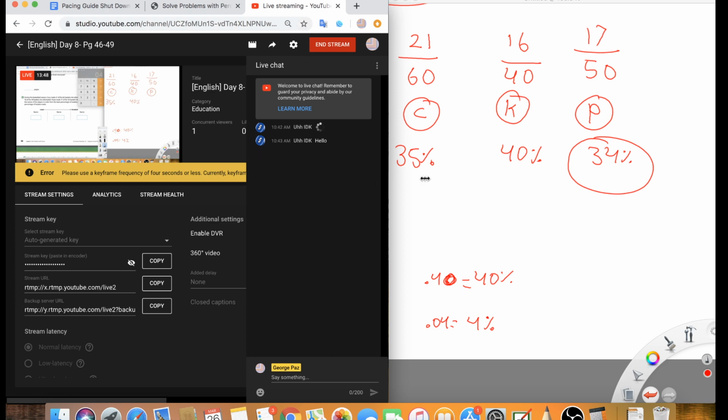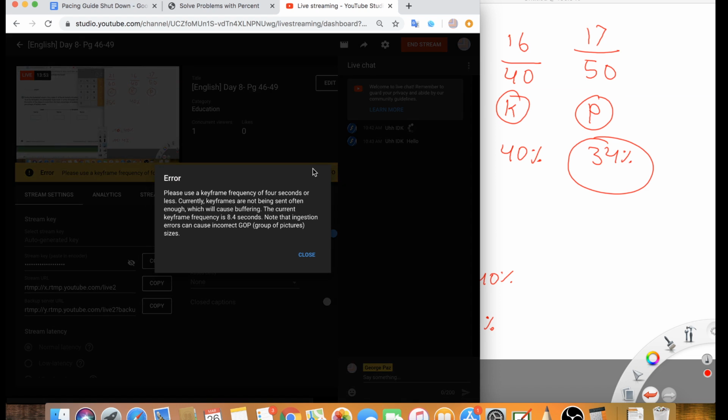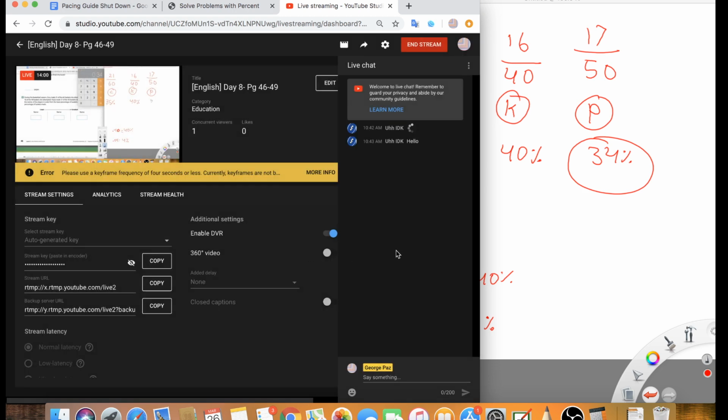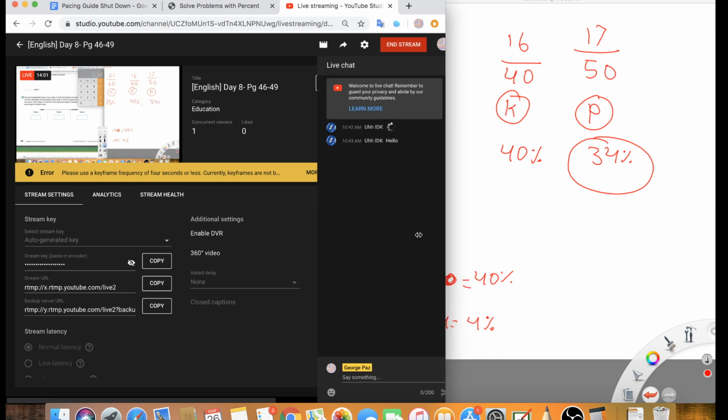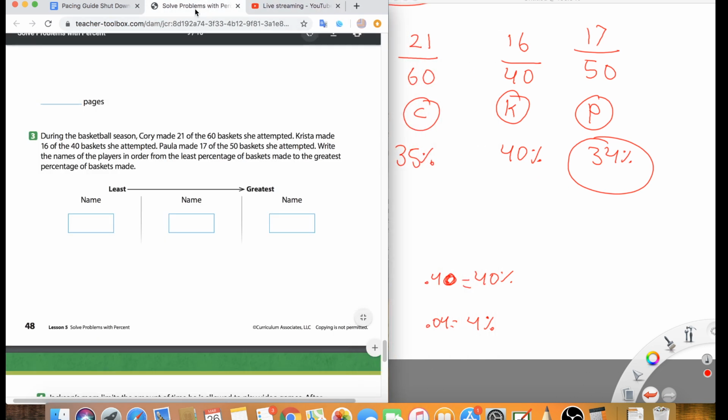What does this keyframe thing say? Buffering. The current keyframe can cause incorrect groups of picture sizes. Huh. We'll see the video afterwards, see how it comes out. Probably have to change something on my end.